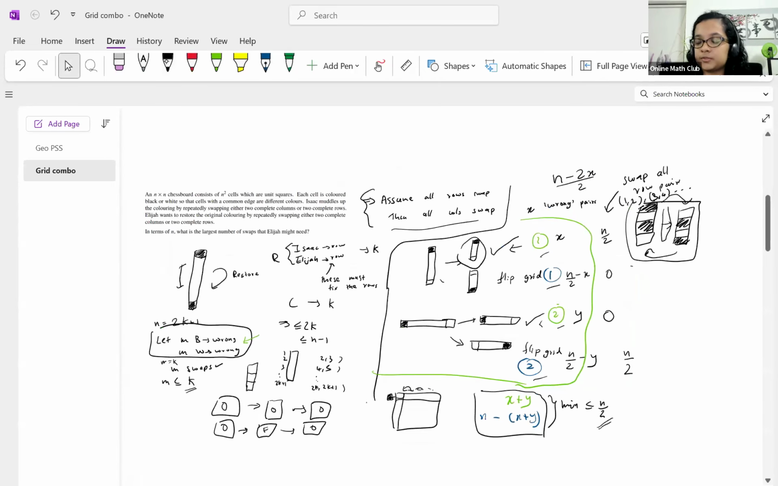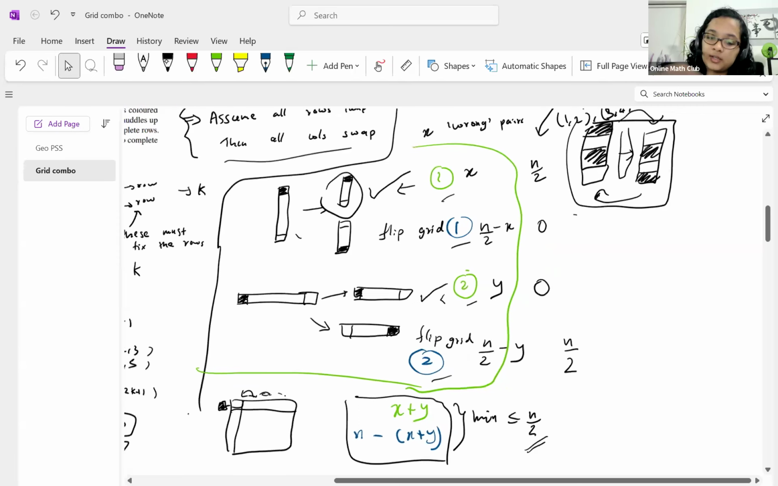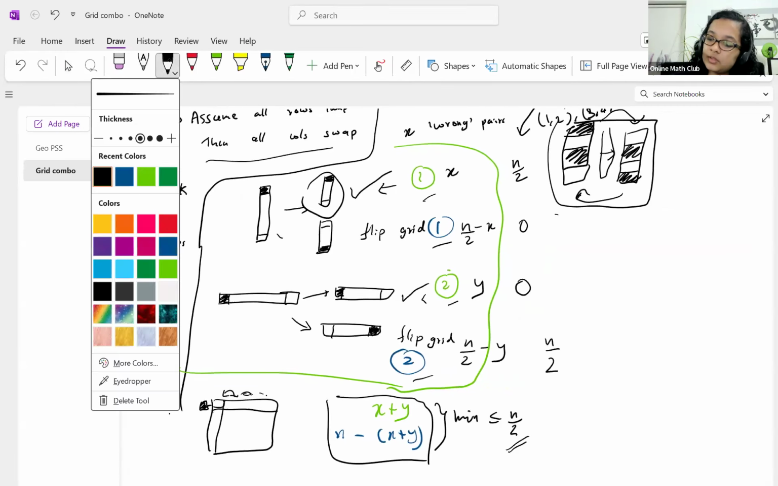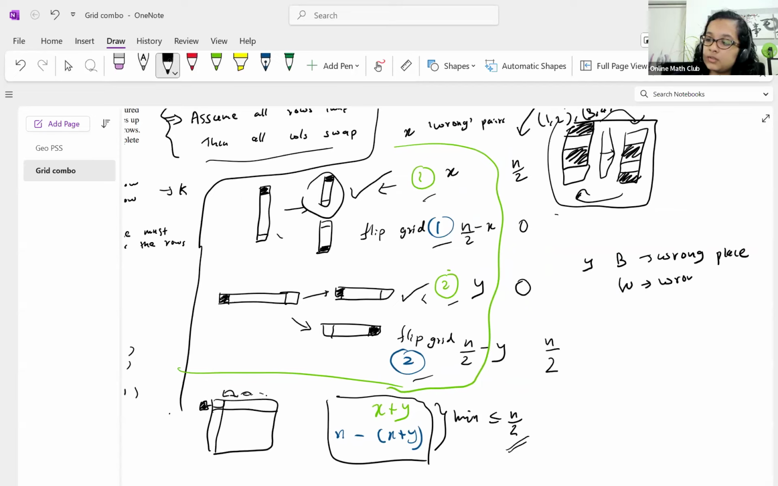Okay, so I hope it's fine for everyone. And if any questions come up later on, feel free to ask them. Someone's asking why n by 2 minus y. So again, we're using the same logic here. Suppose you have y wrong pairs. That means you have y black in the wrong place and y white in the wrong place. I hope you understand why these two are equal, because otherwise you'll get a size issue.